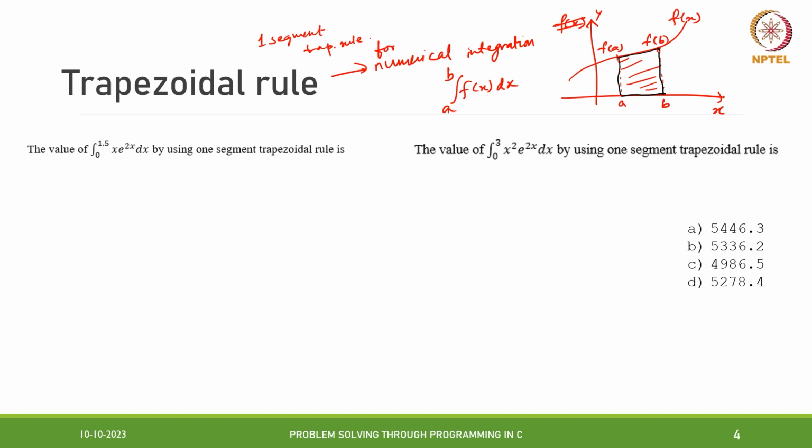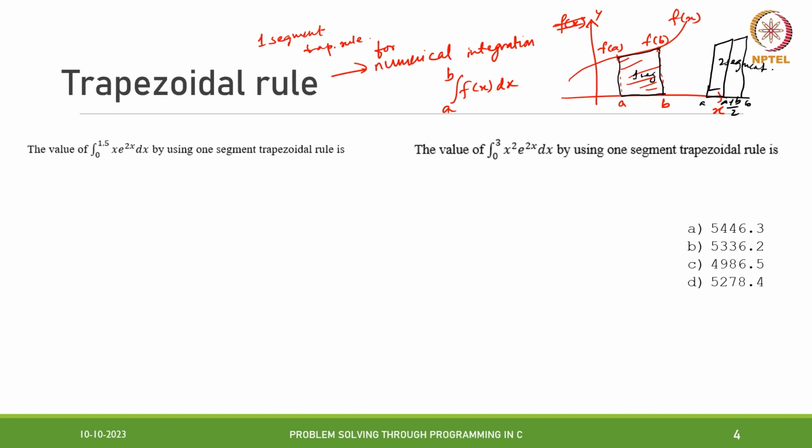If I had to say about a two segment trapezoid, then there would be one trapezoid from a to (a plus b) by 2, and then again one trapezoid from (a plus b) by 2 to b. So this is two segment. This is a two segment trapezoid. And here this is one segment.